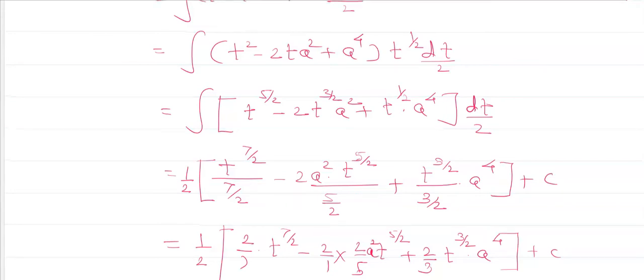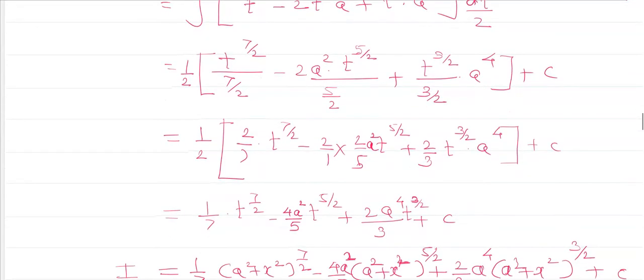Now see the multiplication. This is 1 upon 2 t raised to 7 by 2 upon 7 by 2 minus 2 a square t raised to 5 by 2 upon 5 by 2. And next, t raised to 1 upon 2 means t raised to 3 by 2 upon 3 by 2, a raised to 4 plus c. Now again we will simplify. This is 1 upon 2, 2 by 7 t raised to 7 by 2 minus 4 a square upon 5 t raised to 5 by 2 plus 2 a raised to 4 upon 3 t raised to 3 by 2.